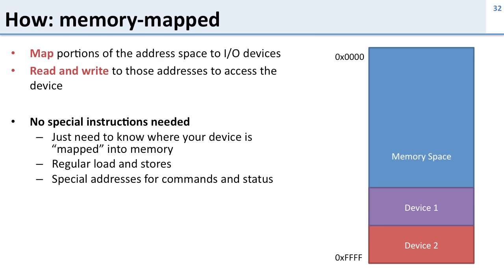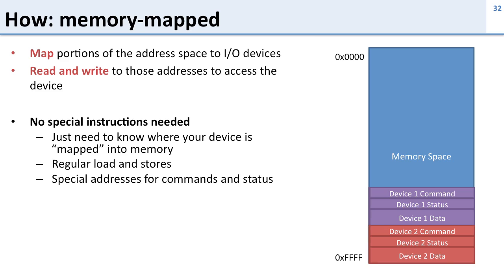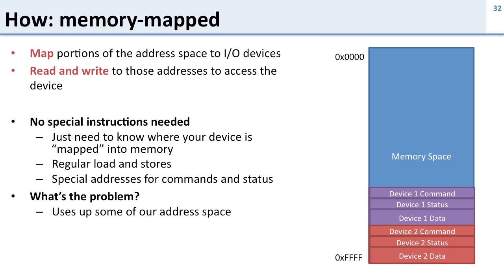Now if we want to be more specific here, we can have special addresses for commands and status. So we can divide up this address space into space for data, status, and commands, and do the same for the other device. So what's the problem with this approach? Well, it uses up some of our address space. If we don't have that much address space for our program, now we've used up some of the area where we could have been storing data by mapping in the I/O devices there.